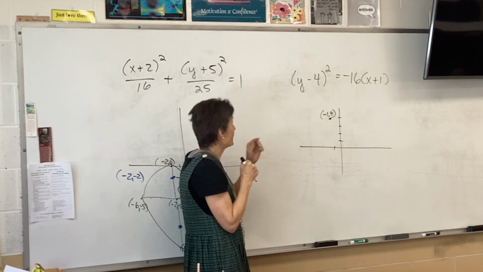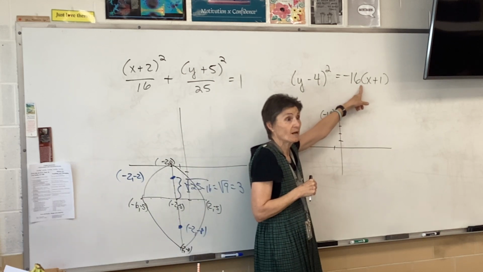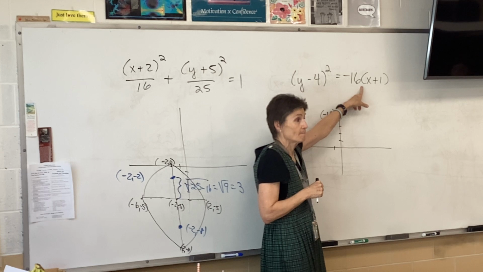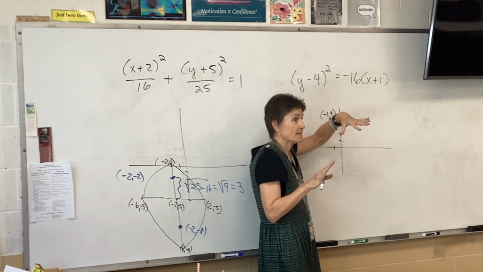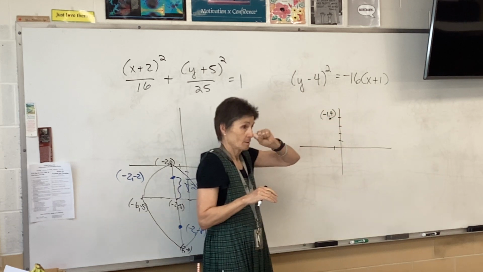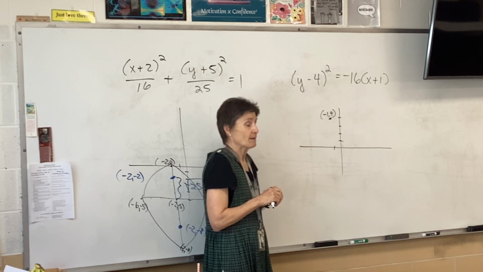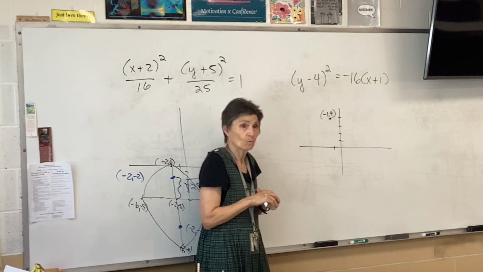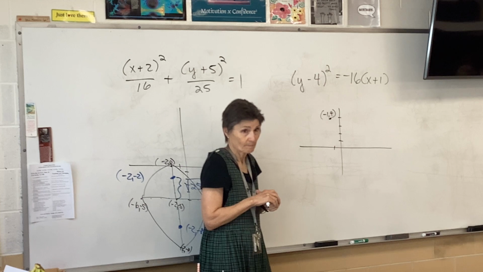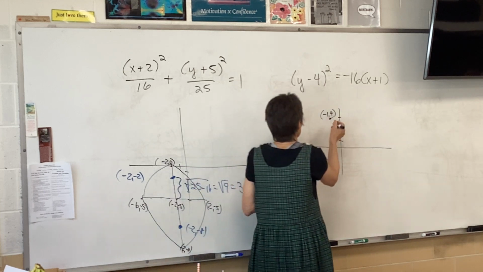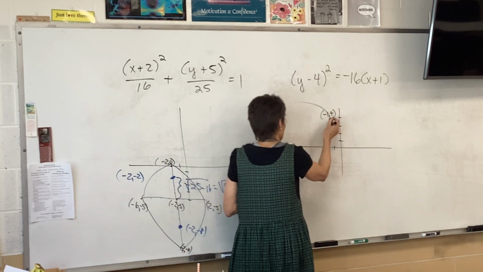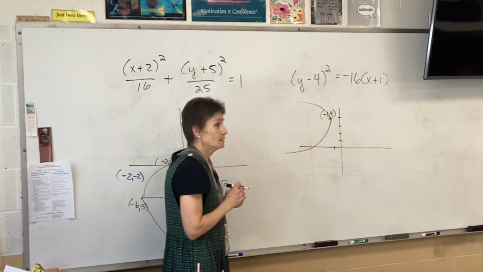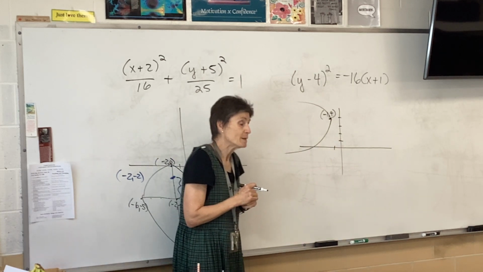By the way, what is your focal width? FW, your focal width is positive 16. Now, to answer the rest of it, we need to know which way it opens. Left. Jacob says it opens left. Is he right? Yes, he is. How do we know?